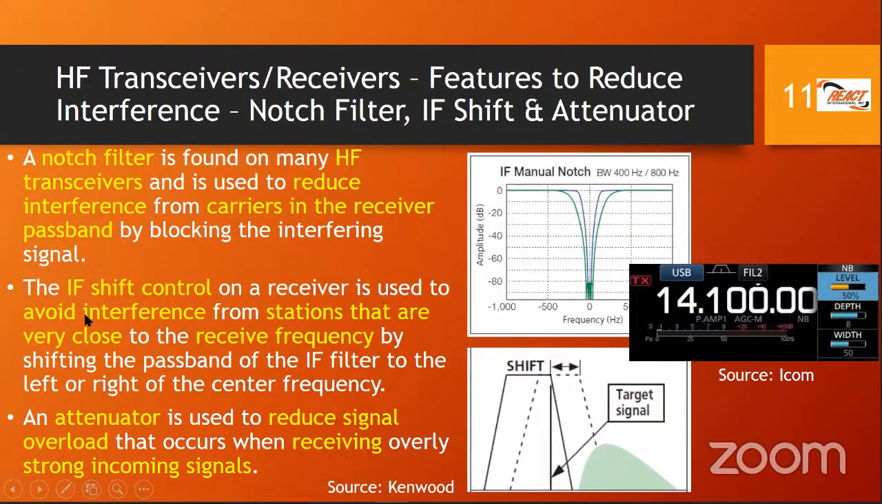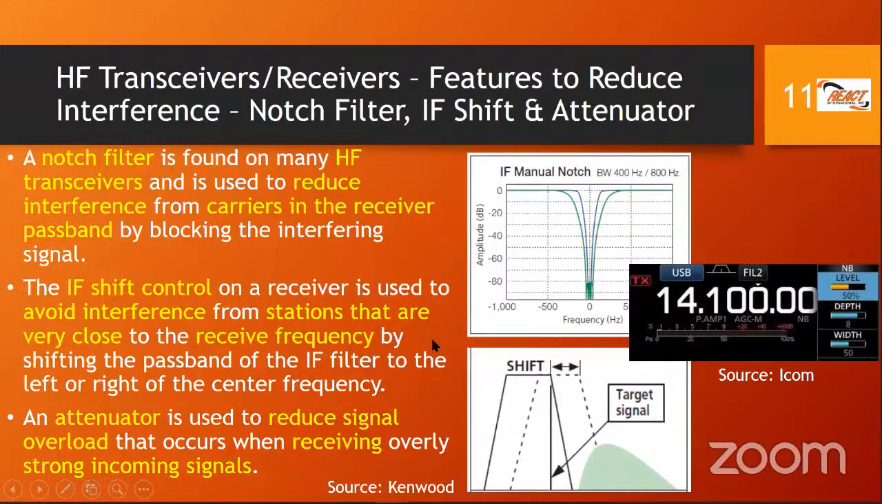On a receiver, it is used to avoid interference from stations that are very close to the receive frequency by shifting the passband of the IF filter to the left or the right. It doesn't have to be left alone. Just in our diagram here, we showed we shifted left. Left or right of the center frequency. So we shifted it this way, and it's just a little to the left of the frequency that we wish to listen to. There's no interference inside of there at all. Our interference is avoided. So that's the IF shift control.